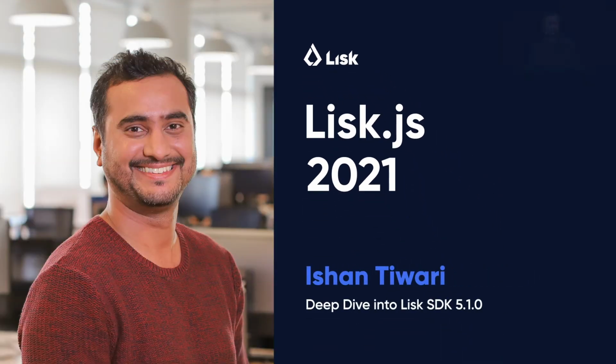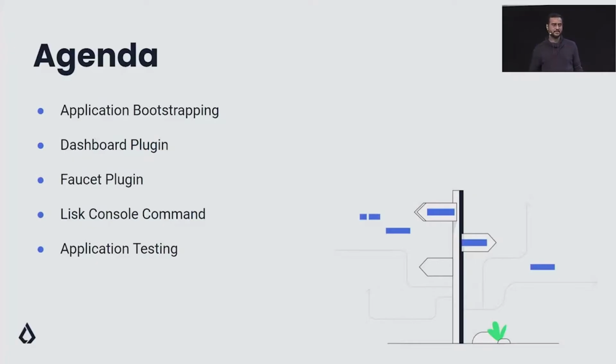I'm going to talk about all the various features that we have added with the SDK 5.1 release. So basically talking about the application bootstrapping, dashboard plugin, and Faucet plugin, which is a web-based UI. And talking about Lisk Console Command, application testing, the utilities that we have added in 5.1 release.